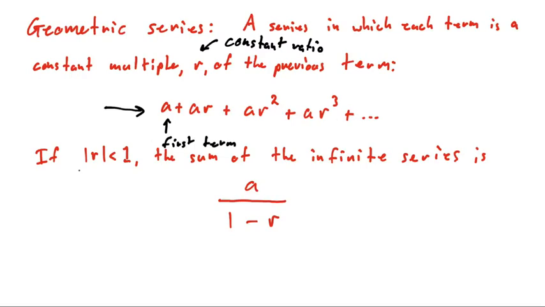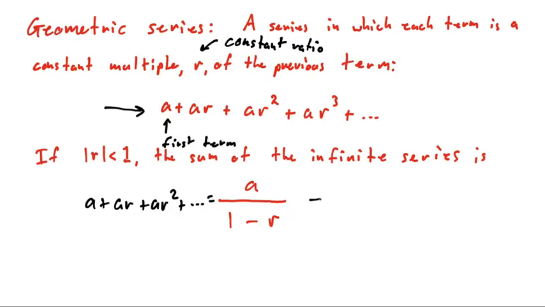It turns out that if the absolute value of the ratio is less than 1, then a geometric series has a finite sum. The geometric series adds up to this value, a divided by 1 minus r. This is the sum. It's an infinite sum that adds to a finite value.